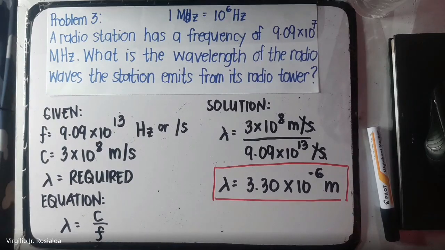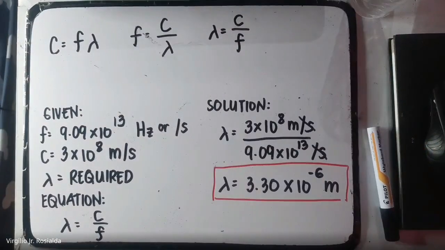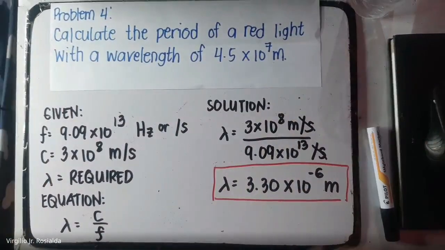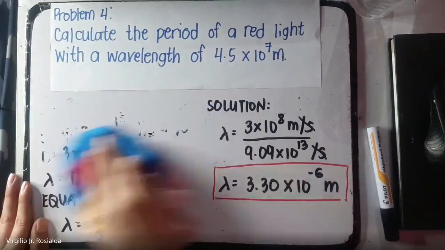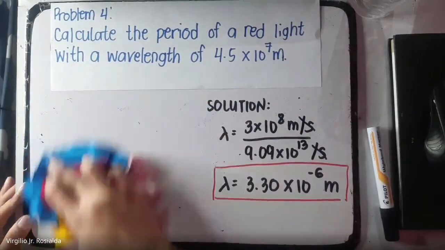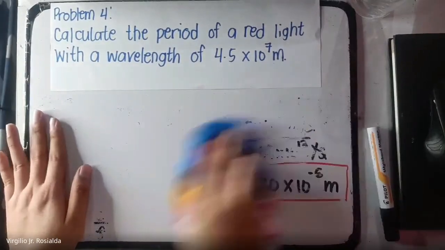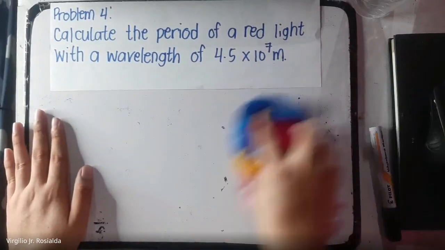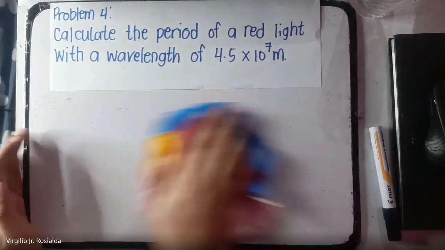So let's proceed now with the last problem. Okay, for the last problem that we have, tago ulit natin yung mga formula na yan. Number 4, that's the problem. Allow me to erase again. Okay, so for number 4 problem, calculate the period of a red light with a wavelength of 4.5 times 10 raised to 7 meters. This time, nakarinig tayo ng bagong kailangang hanapin, which is the period.